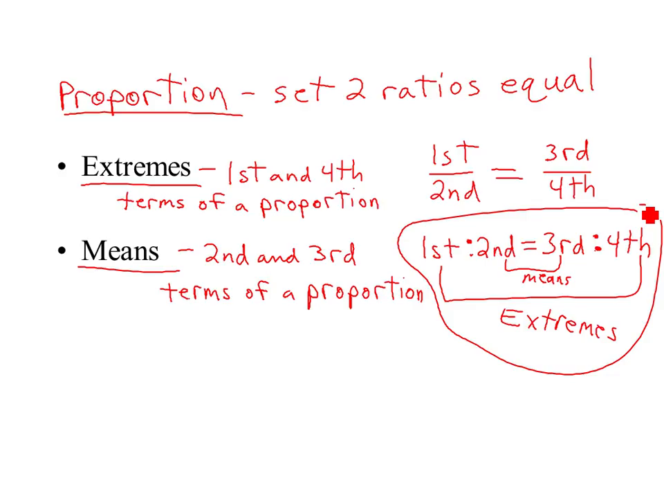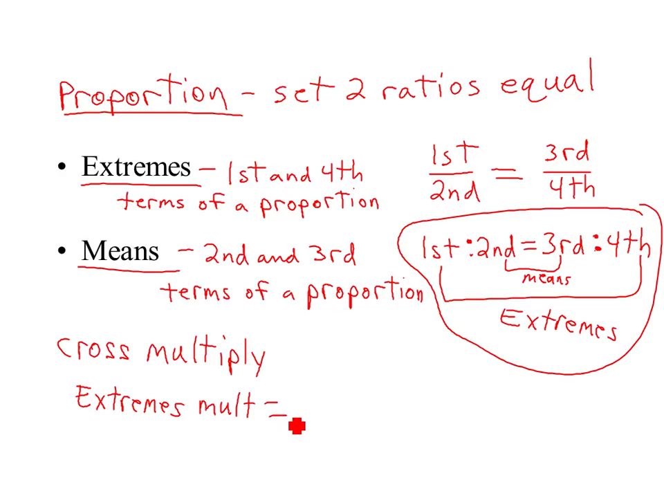Well, and when you cross multiply, when you go to solve, the extremes multiplied equals what? Means multiplied, right? The extremes multiplied together will always equal the means multiplied together.